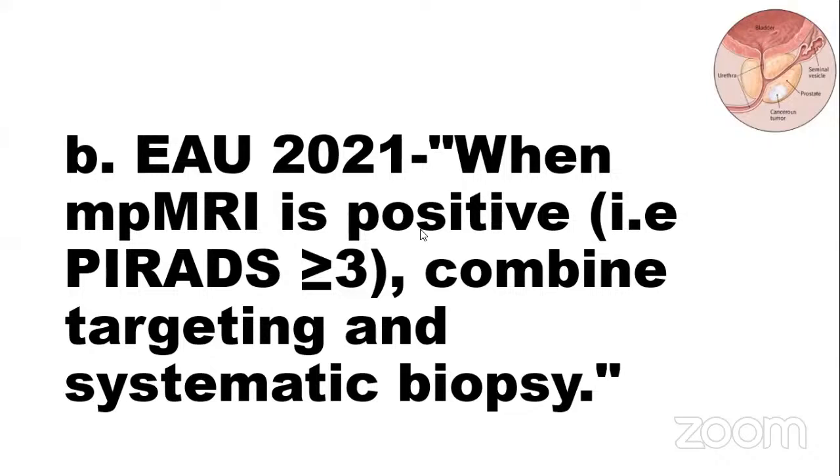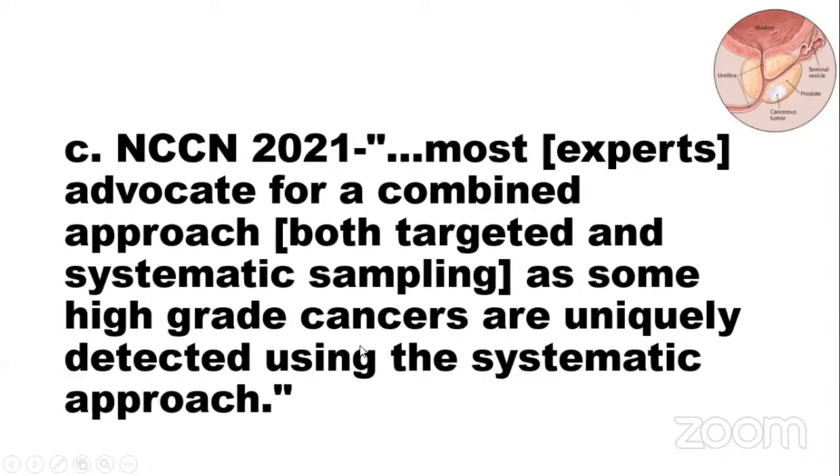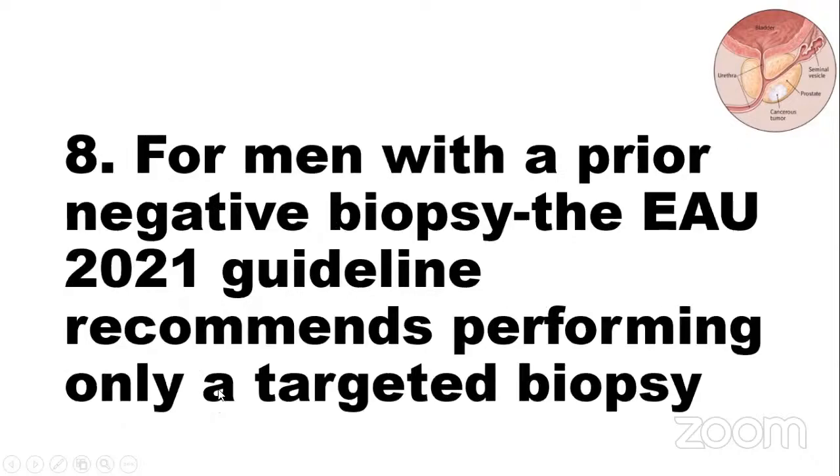EAU 2021: when multiparametric MRI is positive, meaning BI-RADS greater than or equal to 3, combine targeting and systematic biopsy. The NCCN 2021: most experts advocate for a combined approach, both targeted and systematic sampling, as some higher grade cancers are uniquely detected using the systematic approach.